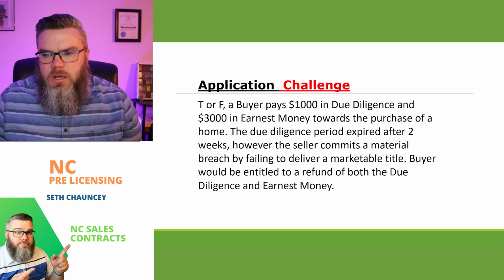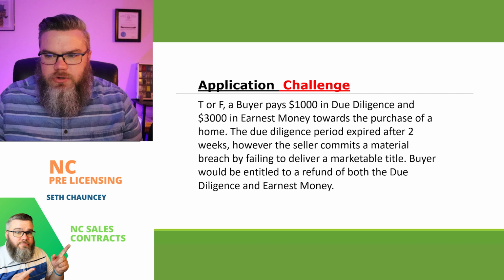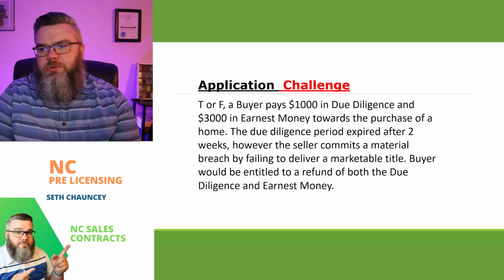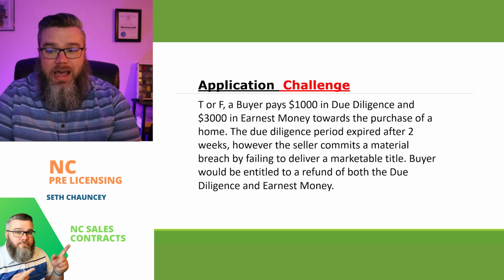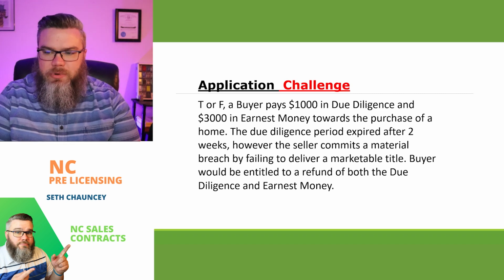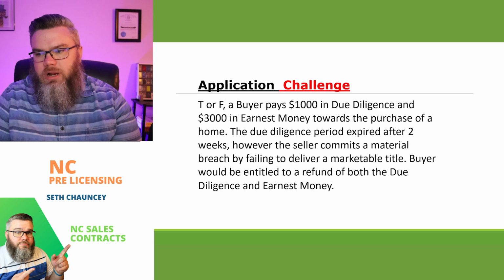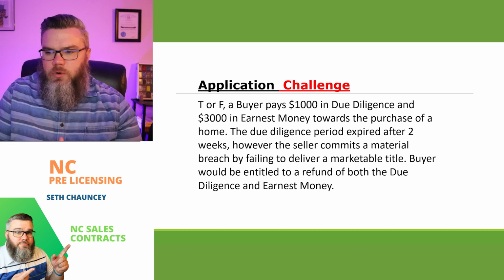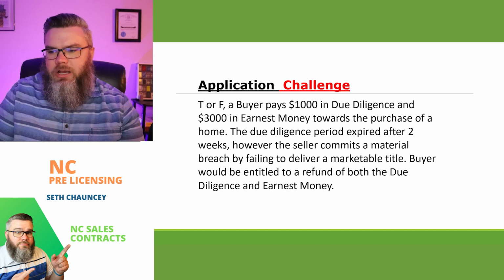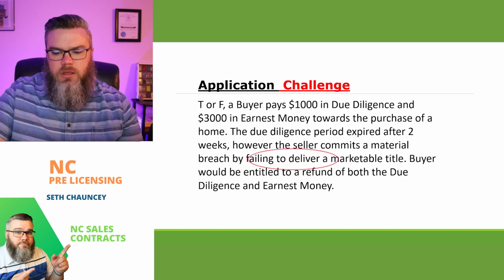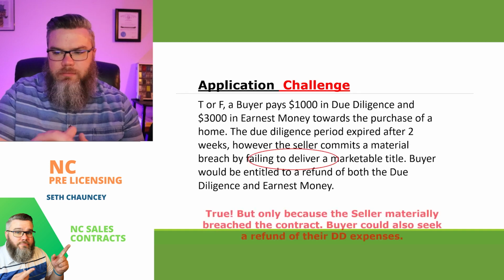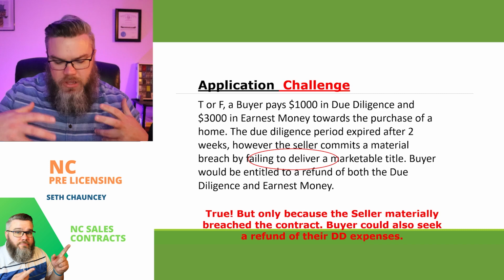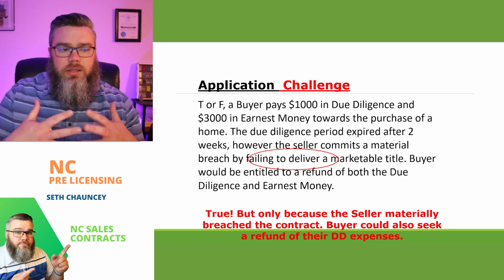There you go. True or false, buyer pays $1,000 in due diligence and $3,000 in earnest money towards the purchase of a home. The due diligence period expired after 2 weeks. However, the seller commits a material breach by failing to deliver a marketable title. Buyer would be entitled to a refund of both due diligence and earnest money. Yeah, because the seller breached. So that breach entitles the buyer to terminating the contract and getting all of their monies back.